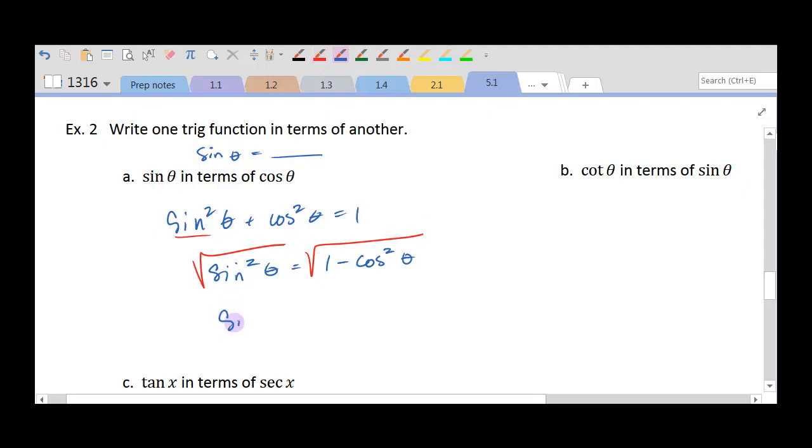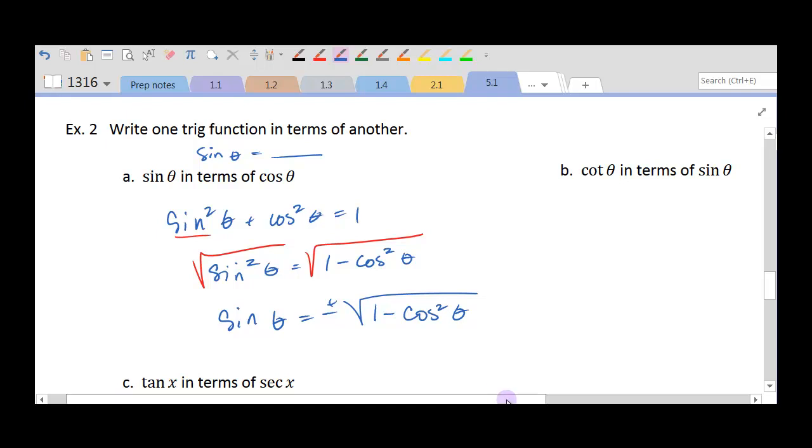And so I end up with sine theta is, remember when we take the square root of something we get both a positive and negative value, so that's plus or minus the square root of 1 minus cosine squared theta. And that's what we're doing. We're just basically taking an identity and rearranging it for one particular term or another.